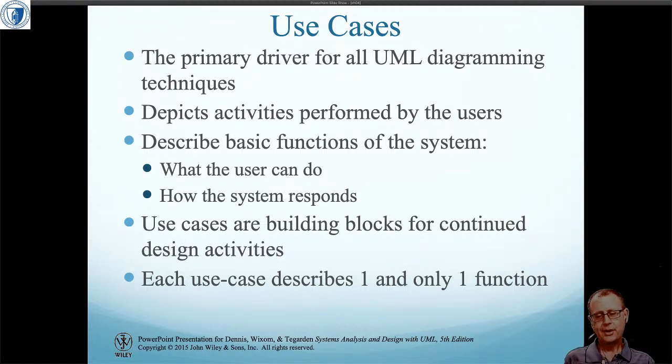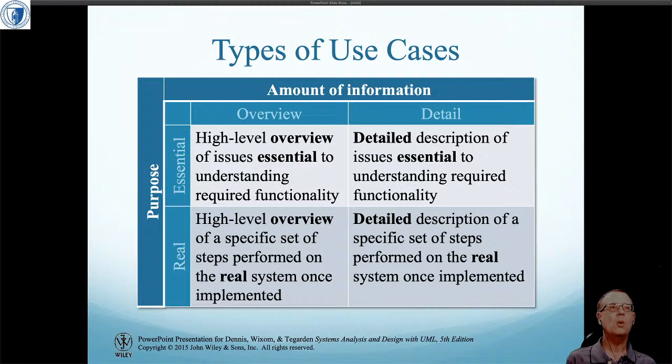So use cases are very important from my perspective because of this top line. They're the primary driver for where you start talking about a system using UML. It depicts all the activities performed by the user and the functions of the system. They're the functional requirements. And you need to make sure that each use case describes one and only one function.